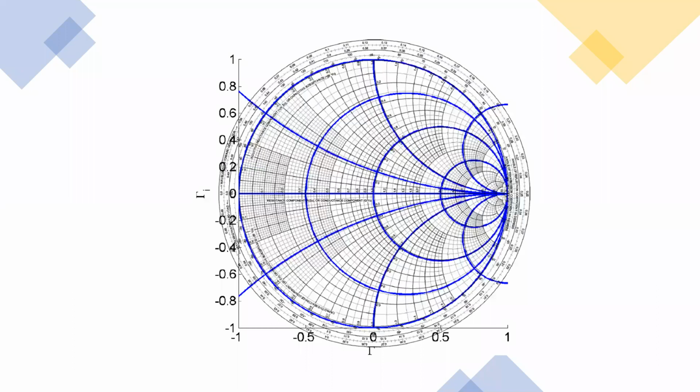But along with this, we have other parameters on the chart, such as the angle associated with the reflection coefficient, which is marked over here. Then there is the wavelength when we move towards the generator, and the wavelength when we move towards the load. Those values are specified. This chart that we are seeing is a Smith chart used as an impedance chart.